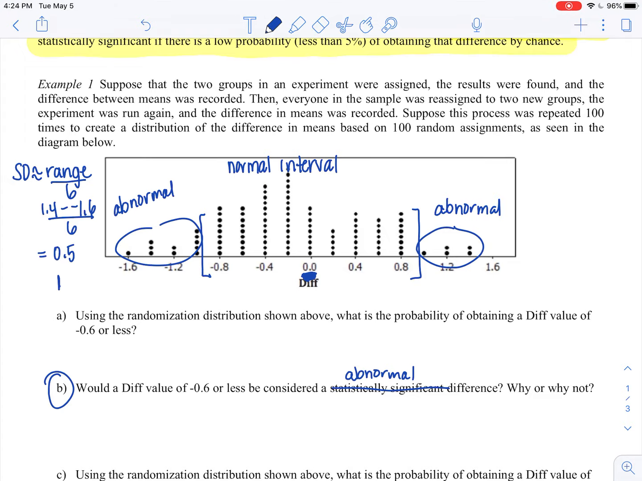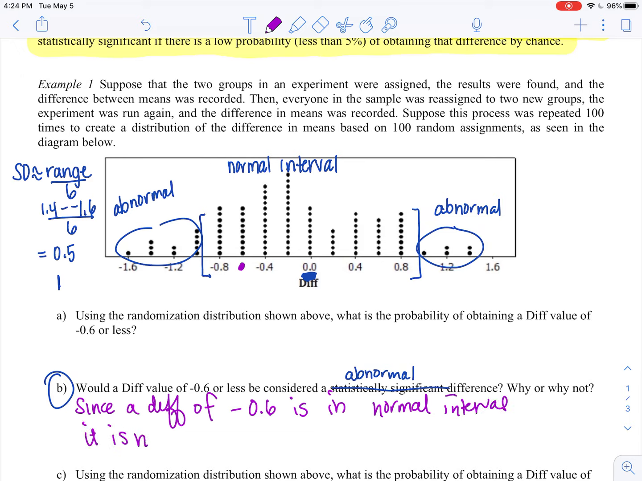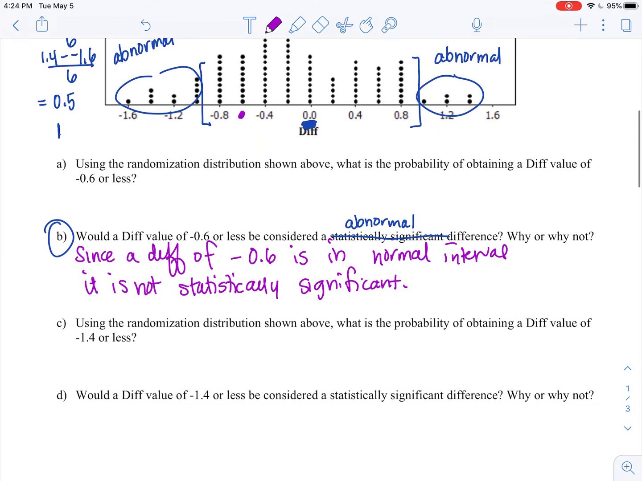So the fact that negative 0.6 falls over here within the normal interval. Okay, so since a difference of negative 0.6 is in the normal interval, it is not statistically significant. So therefore, if this was some sort of medicine you were testing out, you can't claim that that medicine was actually that effective in terms of whatever it was trying to do, because that difference in means fell within a normal range. It has to fall in the abnormal range to be considered statistically significant.